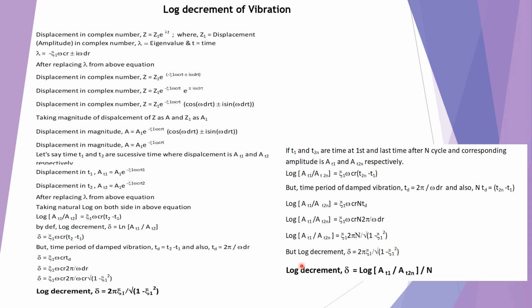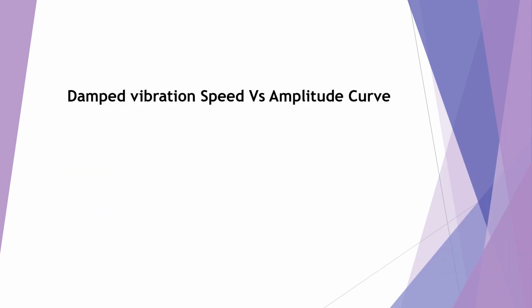So by log decrement, we can write delta is equal to 2 pi n upon square root of 1 minus zeta square. So log decrement can be written as the log of A1 upon A2n, divided by n. If you know the amplitude of the first and last, or any number, you just take the log and then divide by the number of cycles. This will also give the log decrement, and this is also a basic equation of log decrement. So two forms are available for the log decrement equation.